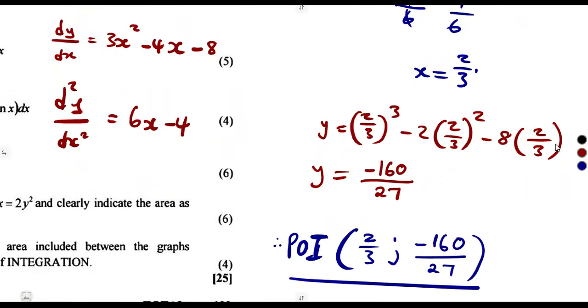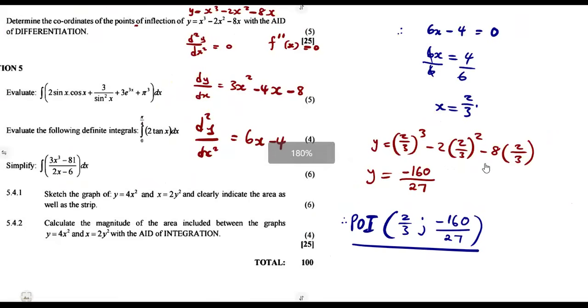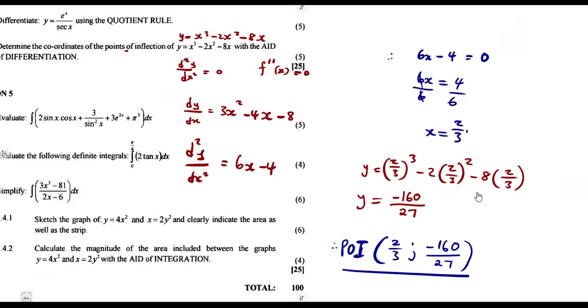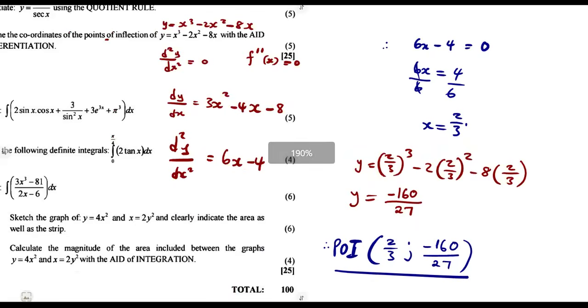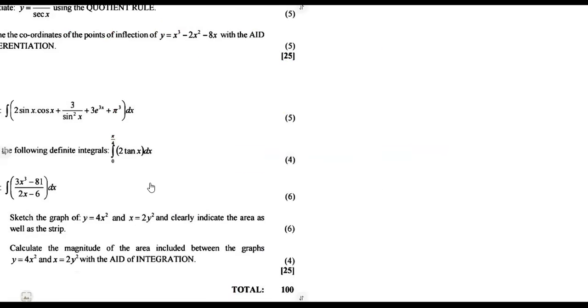Or you can have it as a decimal. It's up to you, to 3 decimal places as you are given the instruction. Remember, the instruction was saying to 3 decimal places, so you maintain the instruction as you are given. Derivatives, so easy, guys, like that.